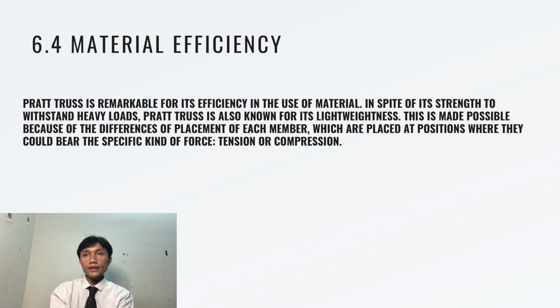Material efficiency. The Pratt truss is remarkable for its efficiency in the use of material. In spite of its strength to withstand heavy loads, the Pratt truss is also known for its lightweight nature. This is made possible because of the differences in placement of each member, which are placed at positions where they could bear the specific kind of force, tension or compression.